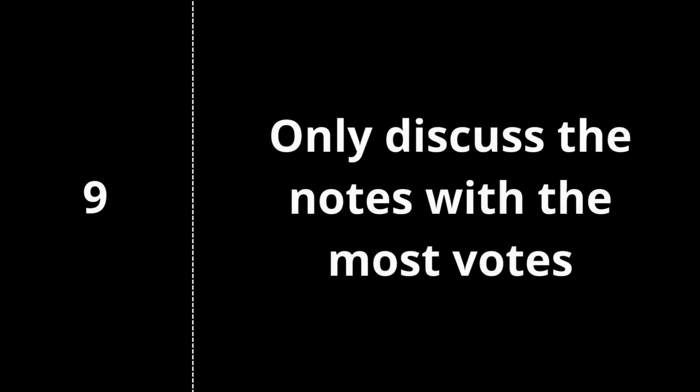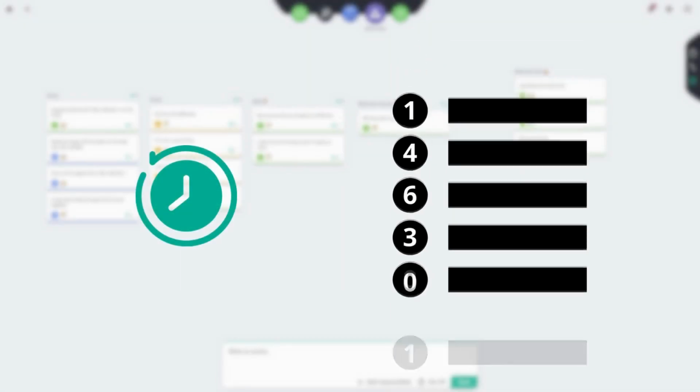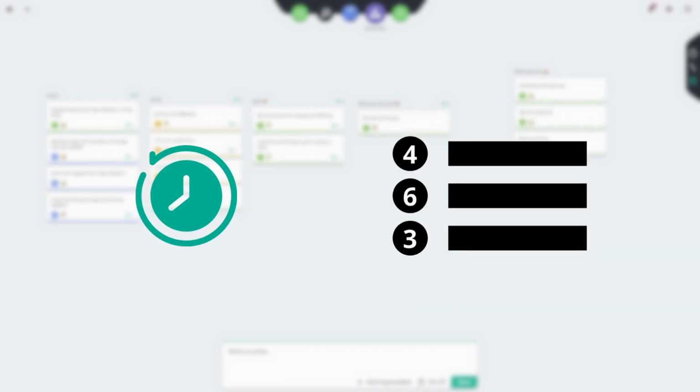Only discuss the highest prioritized items through voting. This will save you time in limiting the sheer amount of different discussions you will be having. It can be helpful to set a threshold for minimum amount of votes needed for a note or group to be discussed, and you should always start with the highest voted item.